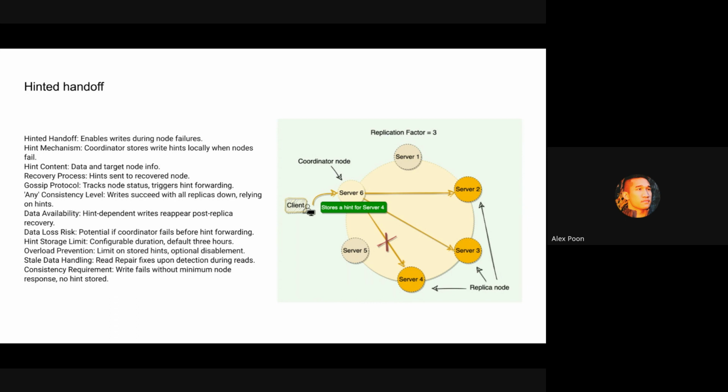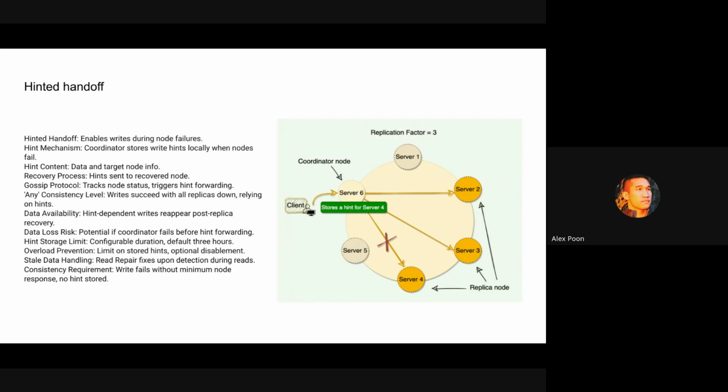It is also possible to disable hinted handoff entirely. Cassandra, by default, stores hints for 3 hours. After 3 hours, older hints will be removed, which means if now the failed node recovers, it will have stale data. Cassandra can fix the stale data while serving a read request.